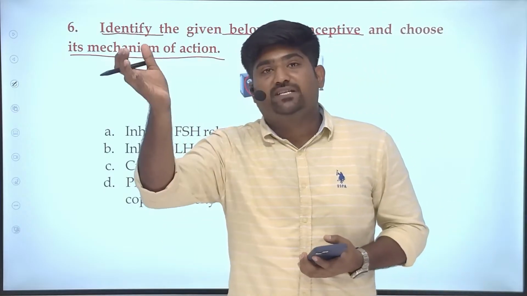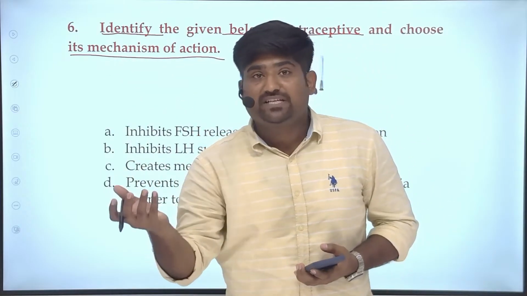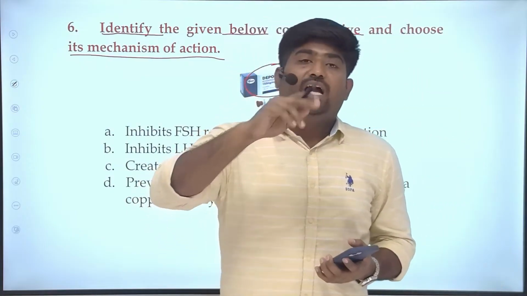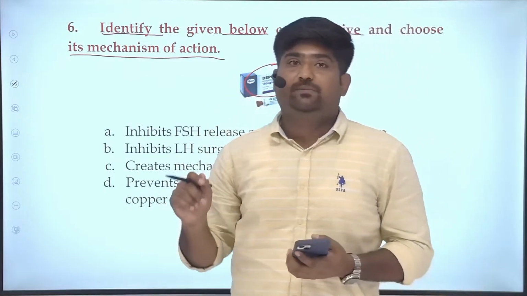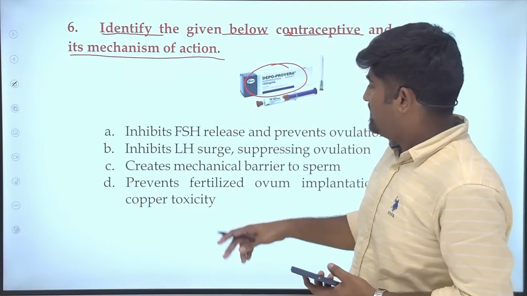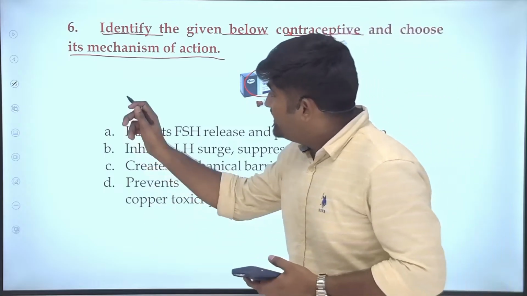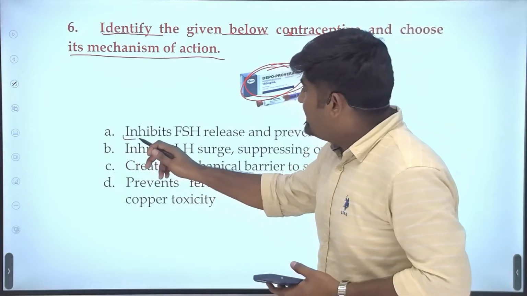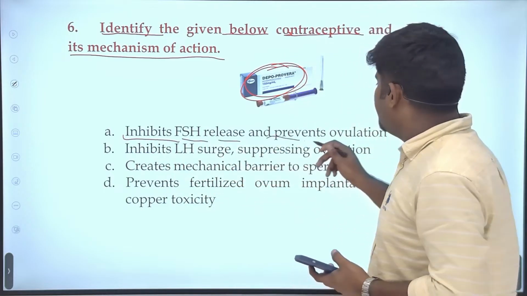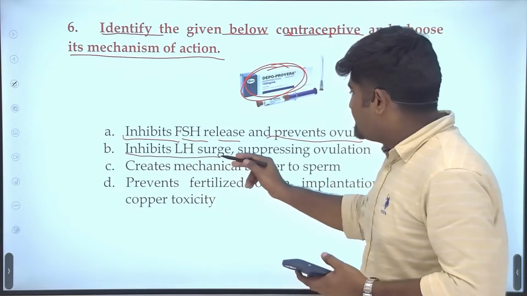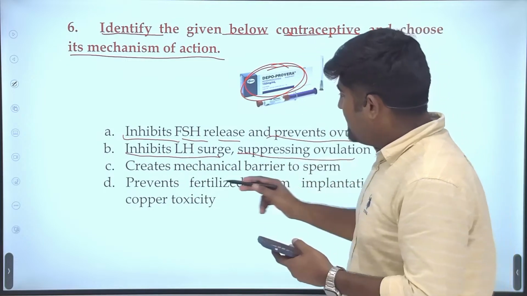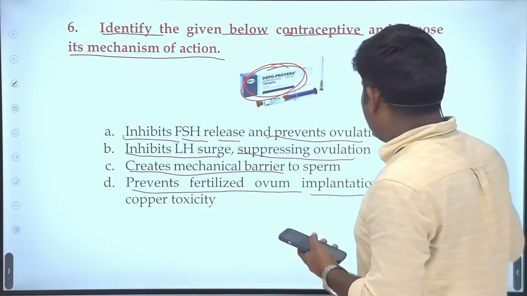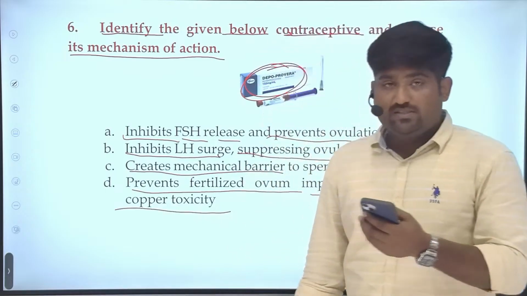Hypomagnesemia and hypermagnesemia, what will be there? In hypermagnesemia, there will be decreased DTR. If it is hypomagnesemia, there will be increased DTR. Okay, yes. Coming on to this question, first identify this medroxyprogesterone, right? It inhibits FSH release and prevents ovulation, inhibits the LH surge and suppresses ovulation, creates a mechanical barrier to sperm, and prevents fertilized ovum implantation via copper toxicity. Yes, you are all right.